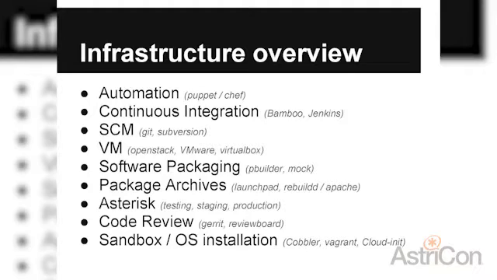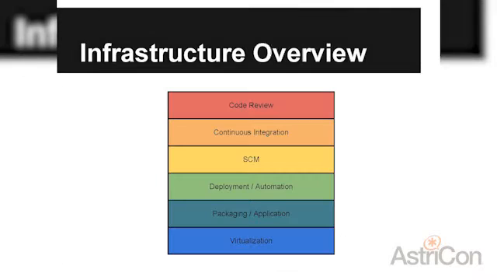So basically: automation with Puppet and Chef; continuous integration with Bamboo and Jenkins; CRM; Git and Subversion. It's pretty straightforward. For packaging software, there's pbuilder, which is Debian-based, and Mock, which is Red Hat-based. And there's Asterisk, different productions, code review, sandboxing, OSs. These are the layers we've broken out, and each of these layers has its own integration aspects, and being able to automate even the installation of each of those layers.